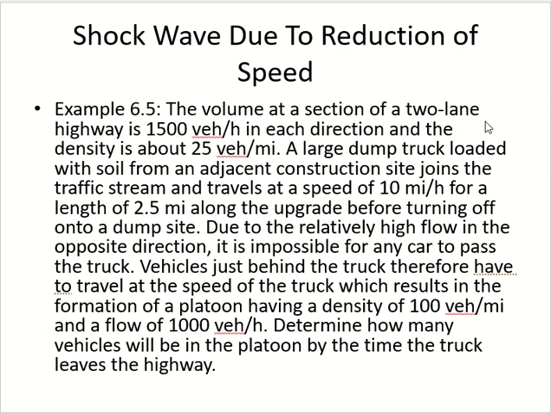Okay. The volume at a section of a 2-lane highway is 1500 vehicles per hour in each direction, and the density is about 25 vehicles per mile. Then we have a dump truck which is loaded with soil adjacent to a construction site. This truck enters the traffic in one lane, and it is moving at a speed of 10 miles per hour. So obviously it's a 2-lane highway. Each direction has only one lane.